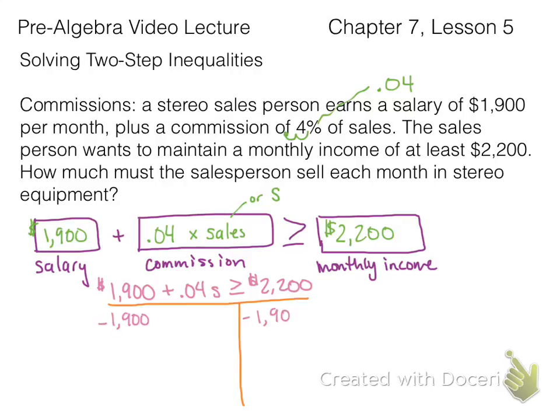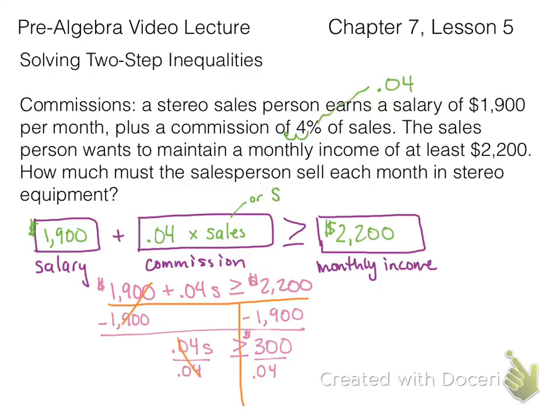Let's go ahead and make our table, solve for S. Right. I'm going to subtract $1,900 on both sides. By subtracting $1,900 on both sides, I'm actually figuring out how much money this person needs to make off of commission alone. Because we don't want to factor in the salary into this because we know she's going to get this every time, whoever's selling this stereo equipment. So we need to get $300 out of this commission. So if they're getting 4% of that sales, it has to be greater than or equal to $300.